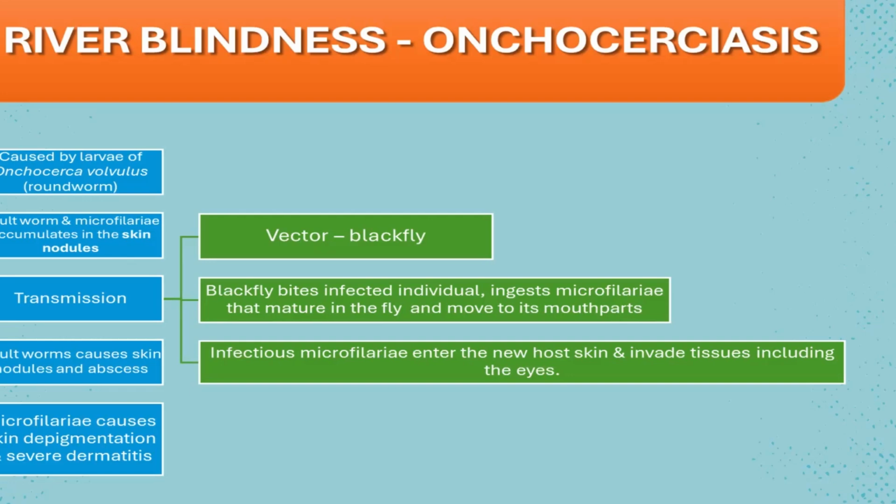Transmission is by vector: a blackfly bites an infected individual and ingests microfilariae, which move to its mouth parts. The infectious microfilariae enter the new host's skin and invade tissue, including the eyes. Adult worms cause skin nodules and abscesses. Microfilariae cause skin depigmentation and severe dermatitis.